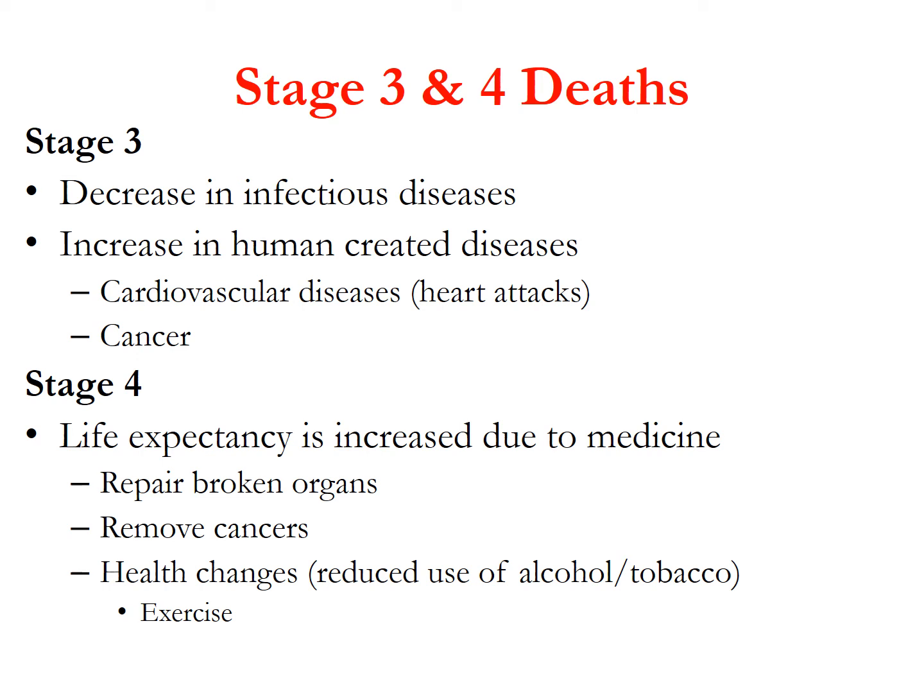So we're living into our 60s and our 70s, and we're starting to realize, wait a second, our diets and our lifestyle choices are preventing us from living longer lives. So when you get to stage 4, not only do you have the medicine, but now we have knowledge that alcohol and tobacco are bad for us. We have people exercising. We know how to remove cancers. We can change organs out of a body. And now we are pushing life expectancy even further.